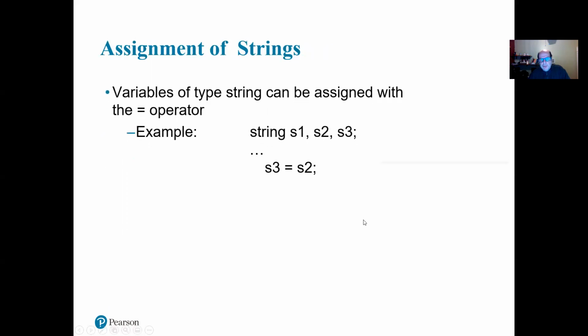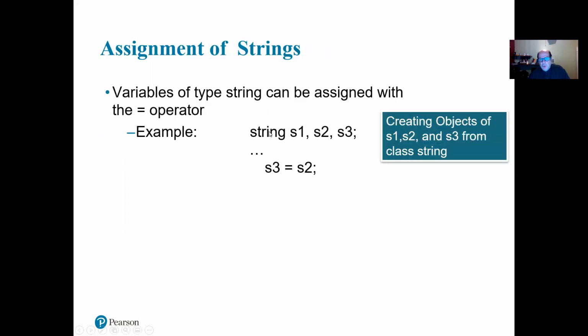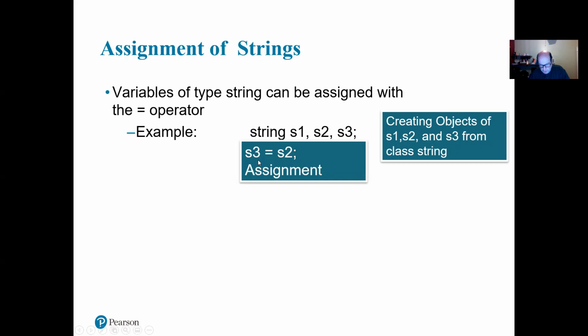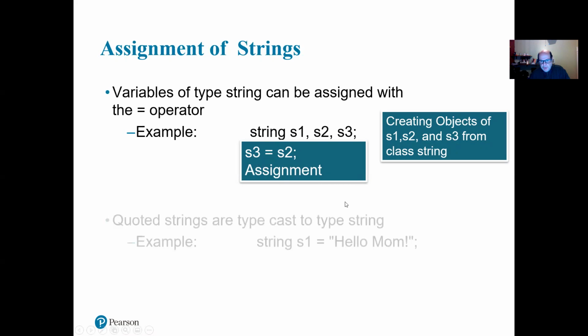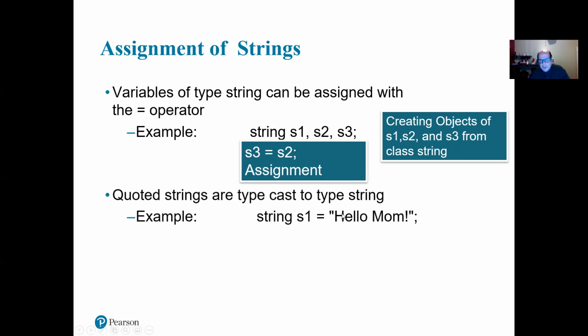So the way that is going to happen is when we call a string, it is a class, we create objects of them. So when we say S1, S2, S3, these are going to be objects of the class string. Now we can assign one string object to another one. So the assignment works for a string. We also can put the text in there.